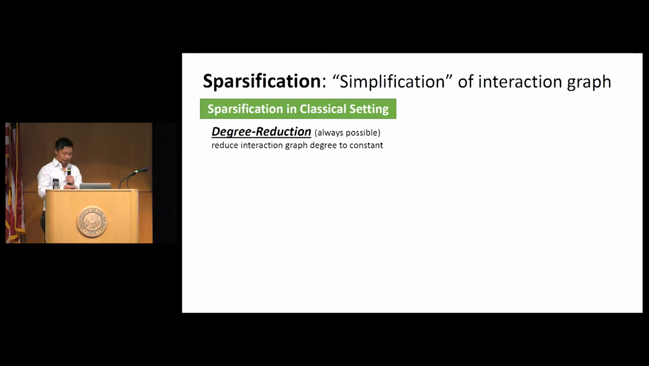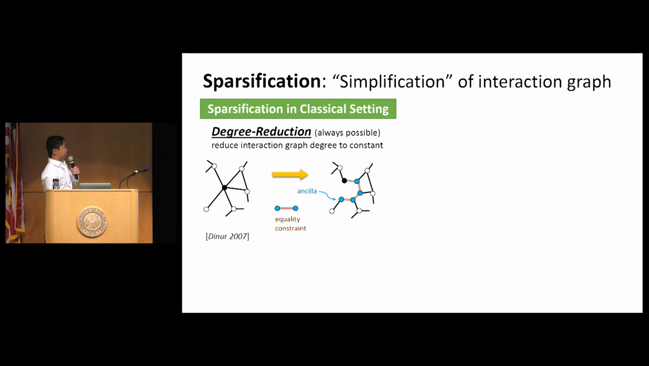And it turns out that this is actually always possible by a simple construction where you take any high degree node in the interaction graph and you replace it with a cloud of vertices, adding some ancillas and adding equality constraints between the ancillas. And this is used by Dinur in 2007 to construct probabilistically checkable proofs in classical computer science, which is considered a very important result.